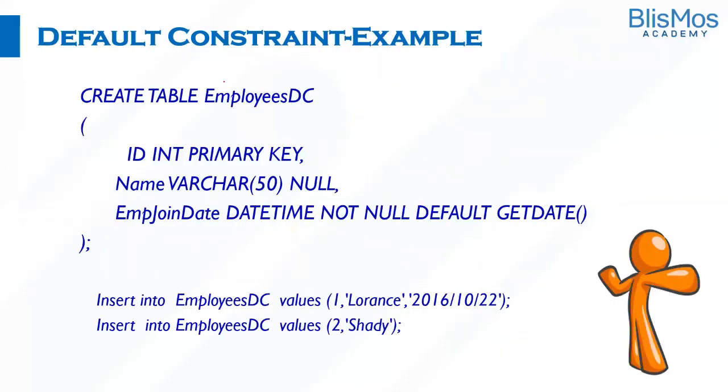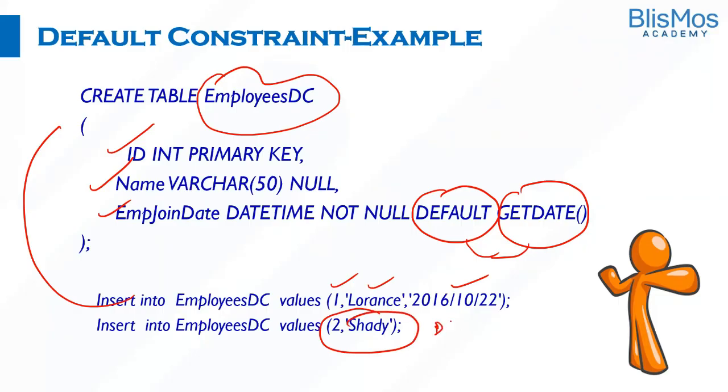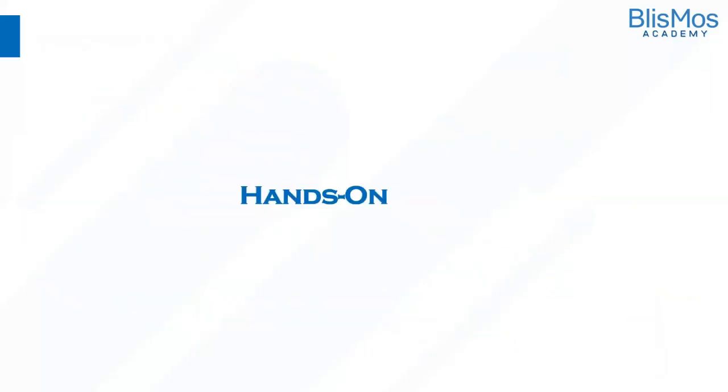Look at this table. The table name is employees DC, that is default constraint. We have three attributes here: ID, name, and employee join date. Here, if you observe clearly, employee join date has a default constraint. So for a default, I am assigning one more function here. If I am inserting a record to this particular table with values 1, Lawrence, and the date, it accepts happily. But if I neglect to add a value for the date column, it will take a default date by system date. So let us look at this with a hands-on example.